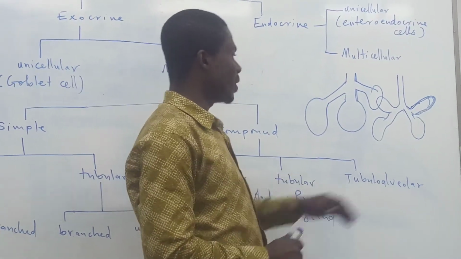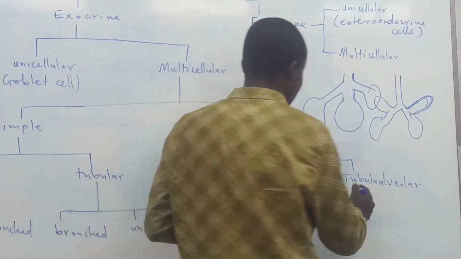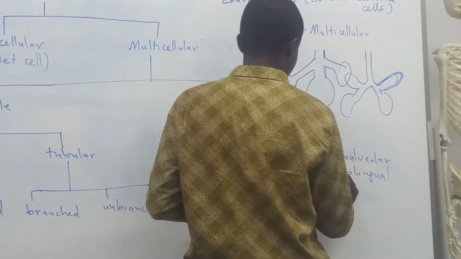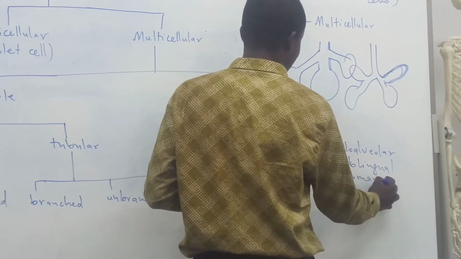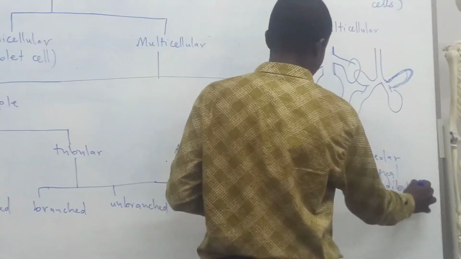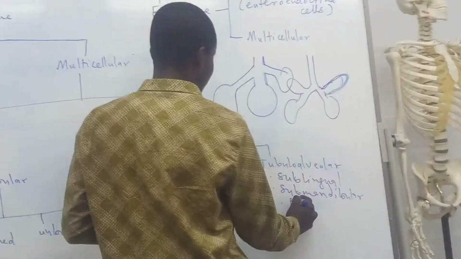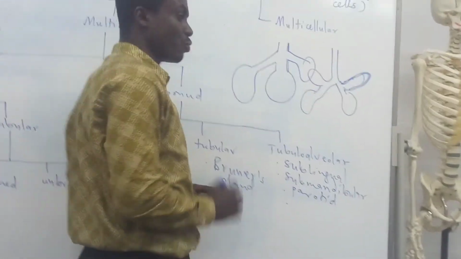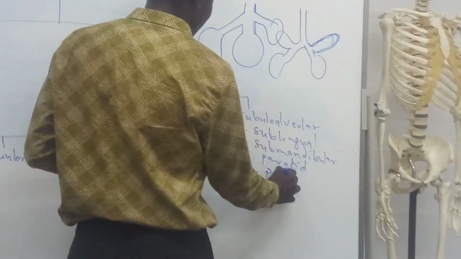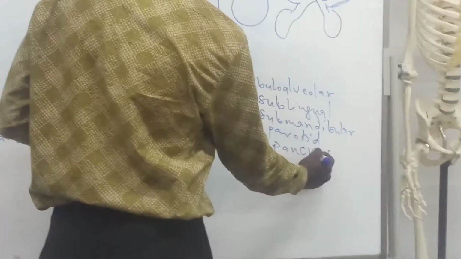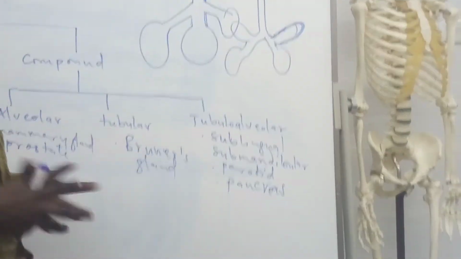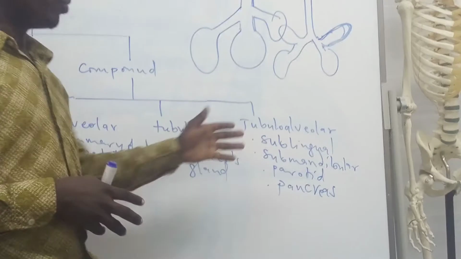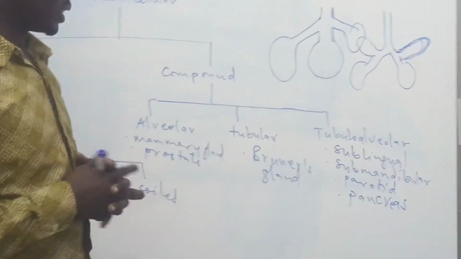Then for compound tubular alveolar, the major salivary glands: the lingual, submandibular, and parotid gland. Even as part of the exocrine portion of the pancreas, we will have this kind of compound tubular alveolar structure. And we look at the histology of all these glands pretty soon.